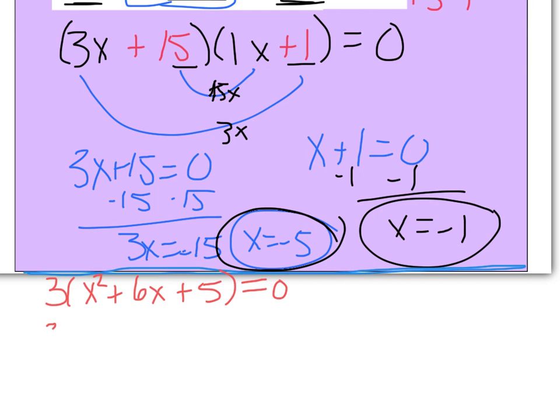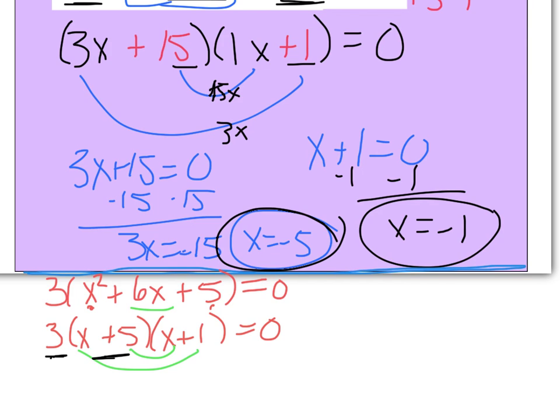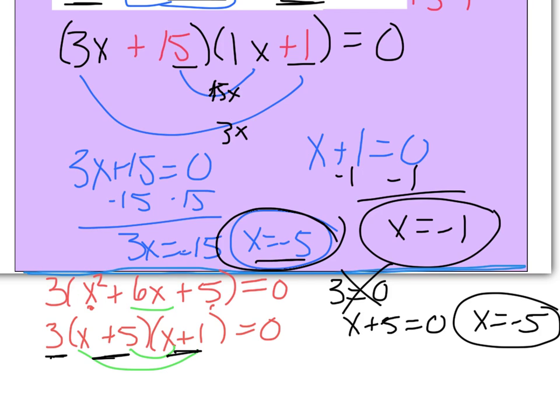Don't lose the 3. So when we factor this out, the x squared just becomes x and x. Factors of 5, plus 1. These two have to multiply to be 6x, which they do. Then to solve it, you take each little piece, all 3 of these, and set them equal to 0. Again, 3 equals 0 makes no sense because it's not true. X plus 5 equals 0 becomes x equals negative 5, which we already have up here. X plus 1 equals 0 is going to become x equals negative 1, which we noticed we have up here too. Again, either approach works.